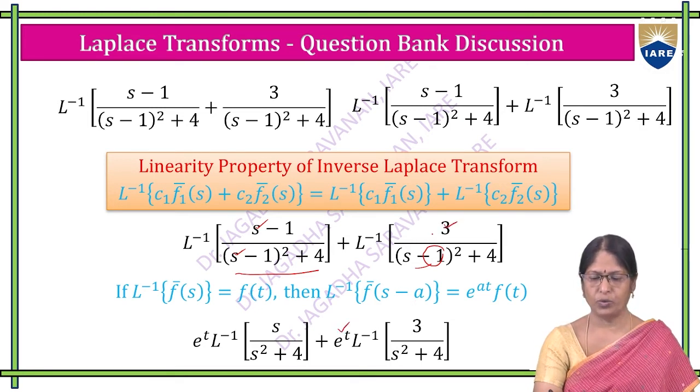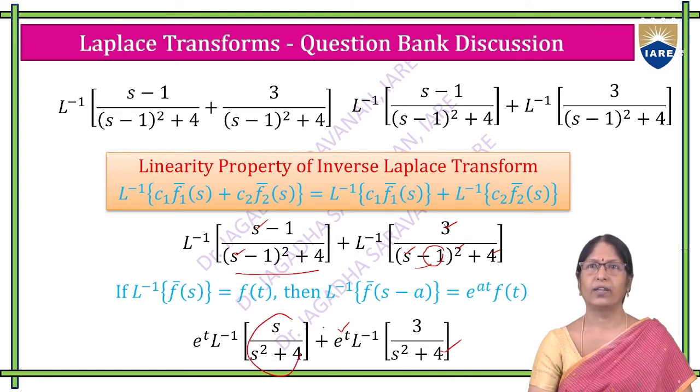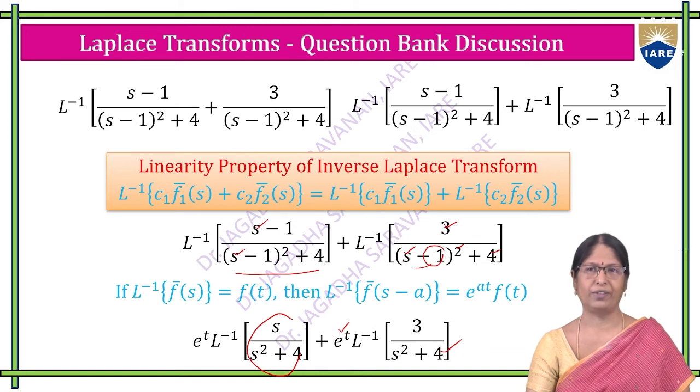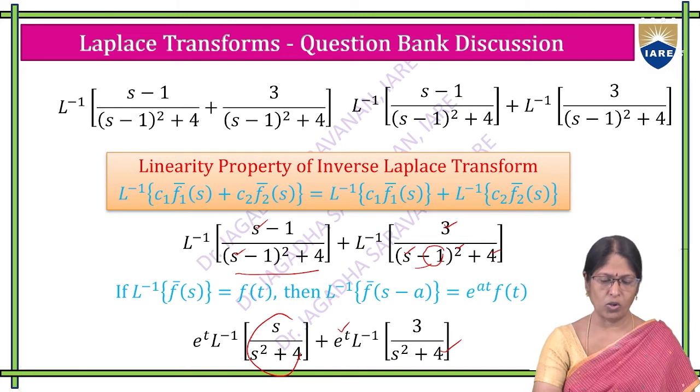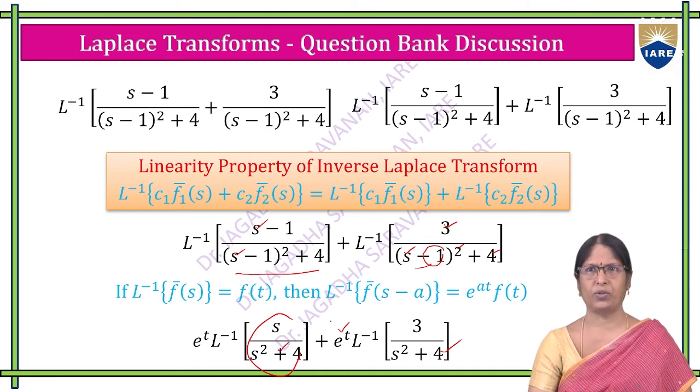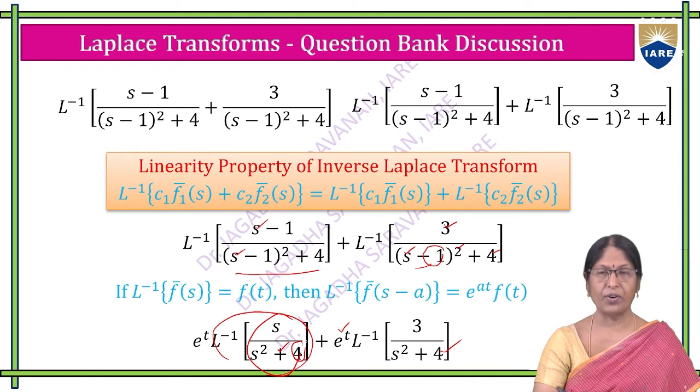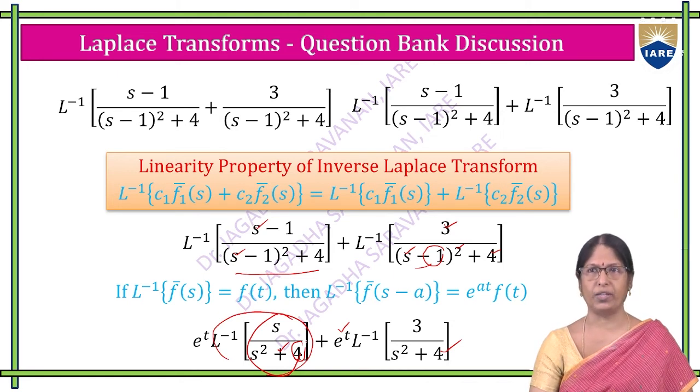The leftover is 3s square plus 4. Looking at this, yes, the numerator has s. Immediately the trigonometric term cos should come to our mind. In the denominator, positive is there. There is no h at all, only cos at. Our a square is 2 square. So this we can completely replace by cos 2t.